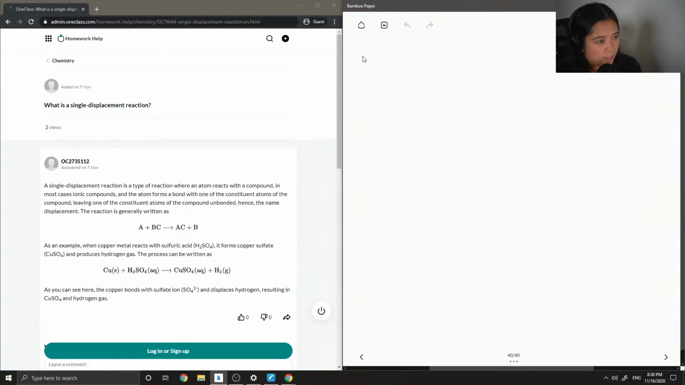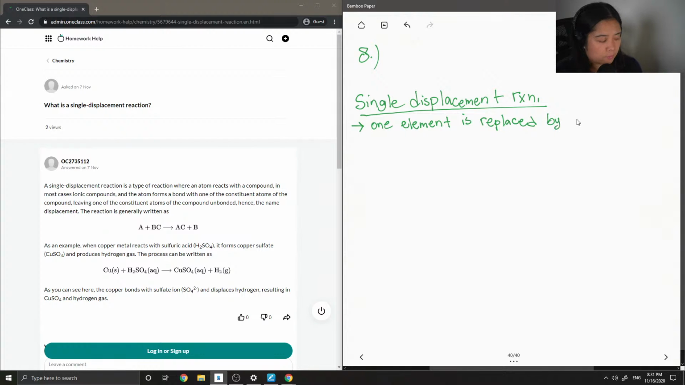Okay, so question 8 asks, what is a single displacement reaction? Single displacement reaction. So this is when only one element is replaced by another in a compound.